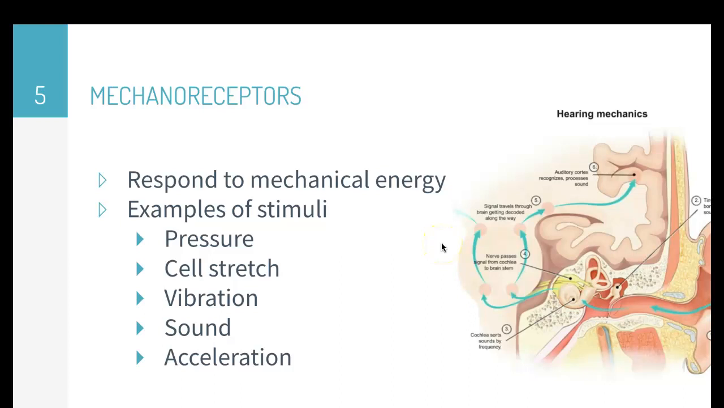Next, we have mechanoreceptors, and mechanoreceptors respond to mechanical energy. Examples of stimuli for mechanoreceptors include pressure, cell stretch, and this was in the first image that I showed you with the different levels of stimulus. I'll go back and indicate it again.